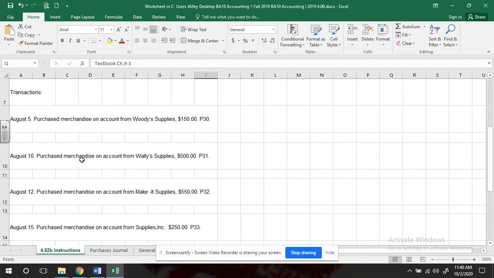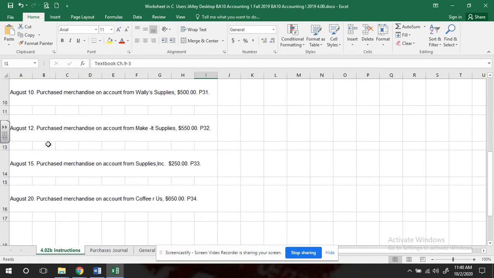Same on the 10th, it says purchase merchandise. On the 12th, it says purchase merchandise. On the 15th, it says purchase merchandise. And on the 20th, it says purchase merchandise. So all of these we can post to the Purchases Journal as purchases of merchandise that we're going to sell.